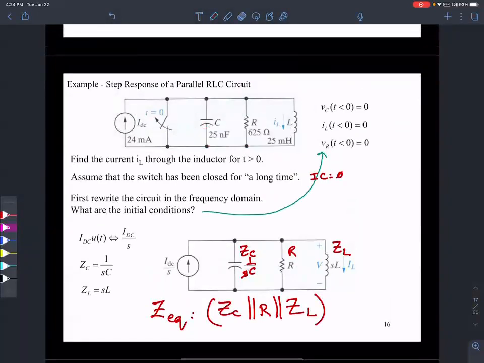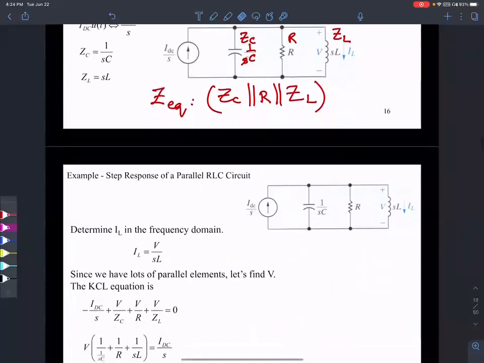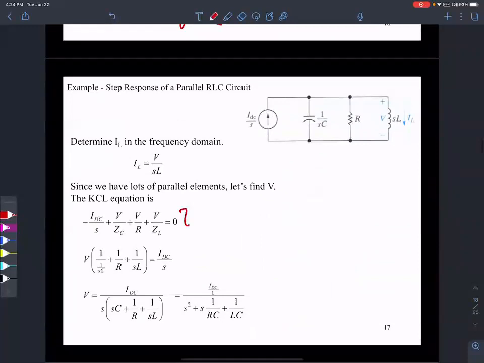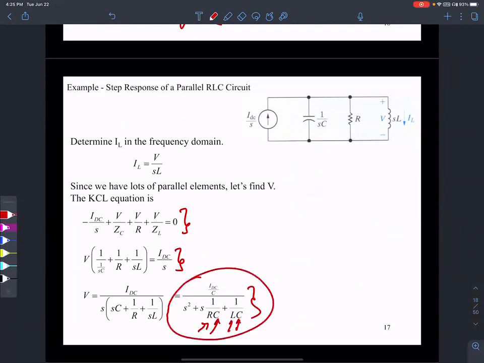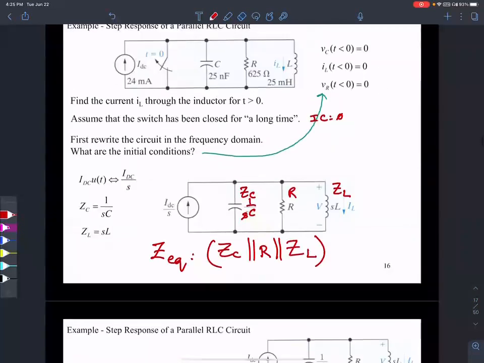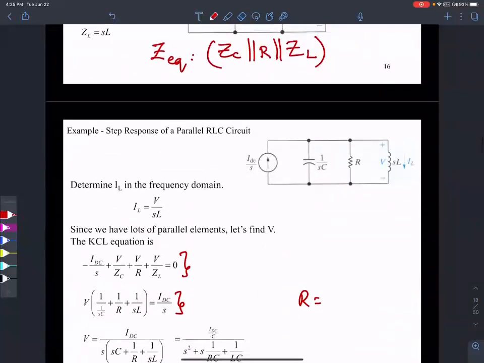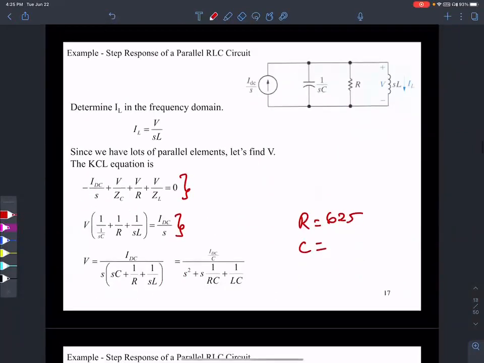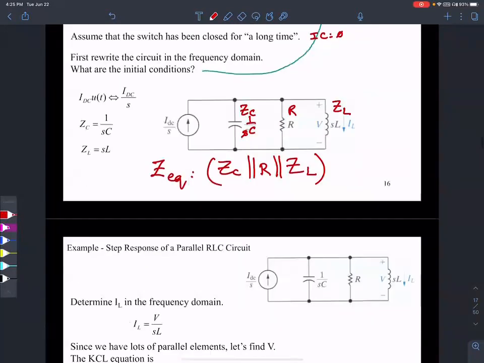Okay, of course, I'll give you some numbers. But you don't have to plug these numbers in right at the beginning. What would be best is to solve your problem symbolically, using all these S, R, and C. And once you arrive at this final result, then you can plug in the value of R, how much ever that is, 625, C, 25 nano, and inductance, which is 25 milli.